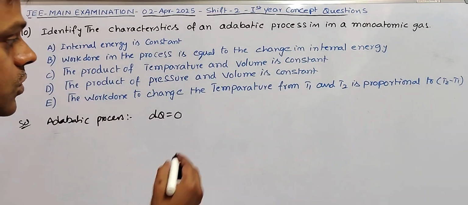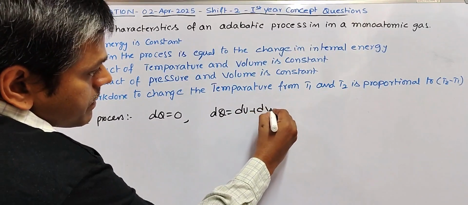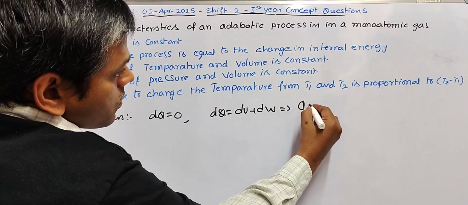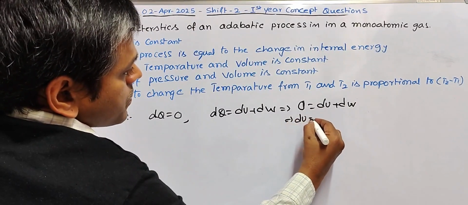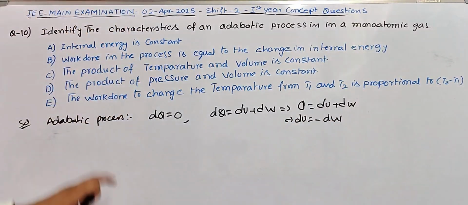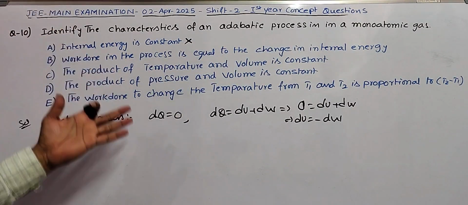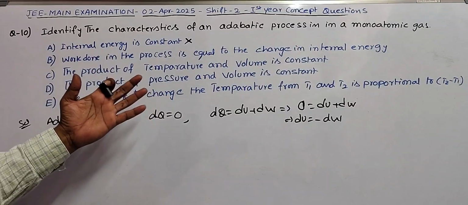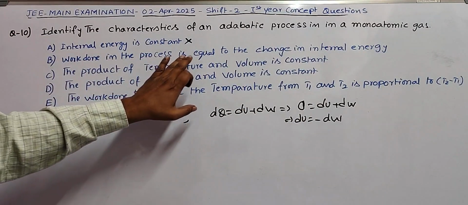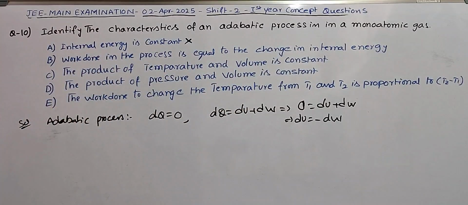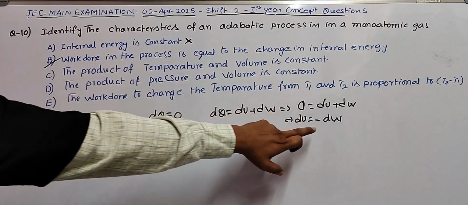So dq is equal to 0. From the first law of thermodynamics, dq is equal to du plus dw. That implies 0 is equal to du plus dw, so du is equal to minus dw. That means internal energy is not constant. The option is wrong. Internal energy changes. Next, work done in the process is equal to change in internal energy. Yes, it is correct.